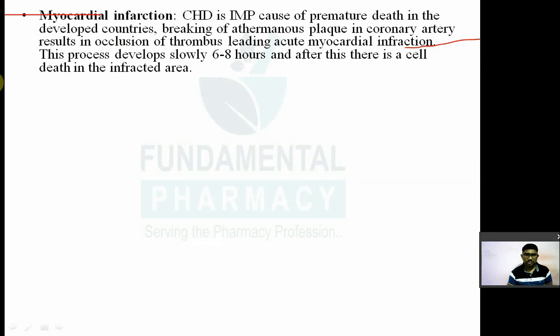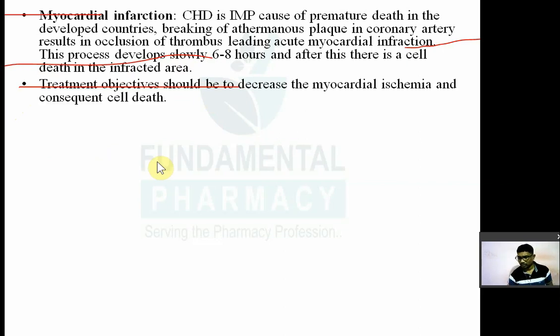Now this process develops slowly over around 6 to 8 hours, and after this there is cell death in the infarcted area, which is known as myocardial infarction. So cell death of myocardium due to insufficient blood supply to the myocardium is known as myocardial infarction. Okay? Now, what is the drug treatment or treatment objective for myocardial infarction? The treatment objective should be to decrease myocardial ischemia and prevent the cell death.